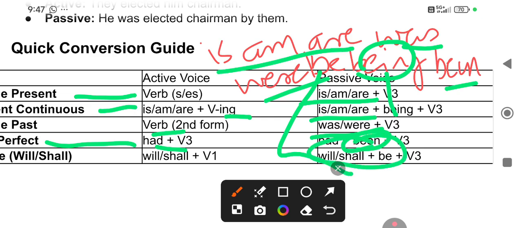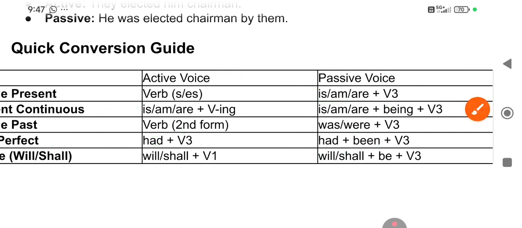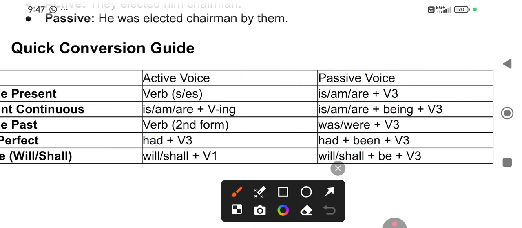So please keep in mind all these. This is a very good summary. Here all eight: one, two, three, four, five, six, seven, eight. So these are the 8 helping verbs that should be kept in mind, right?